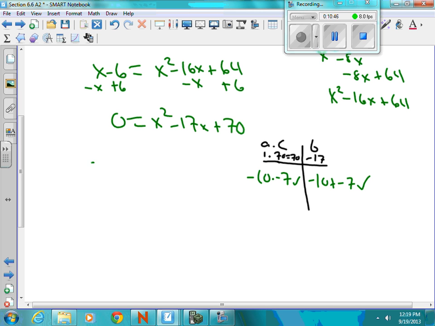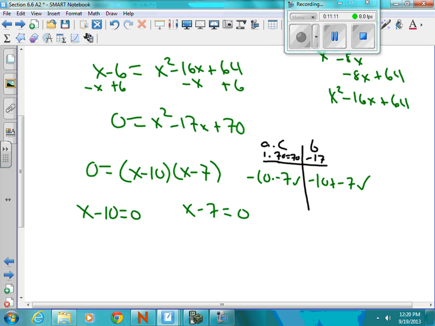It works for both. So 0 equals x minus 10, times x minus 7. Bottoms up says divide by a. A is 1, so we realize that's not going to change any of our answers. So now we take x minus 10 equal to 0, x minus 7 equal to 0, solve each equation. We end up with x equals 10 and x equals 7.